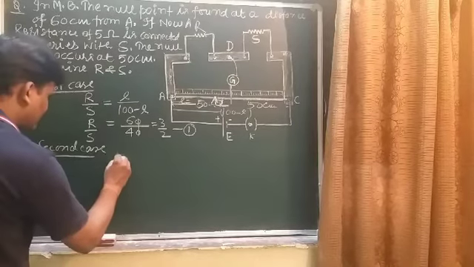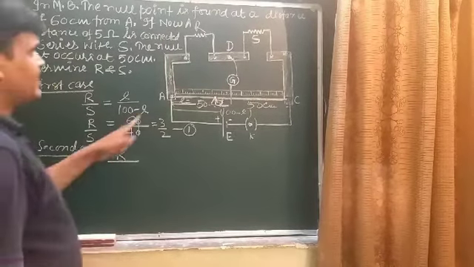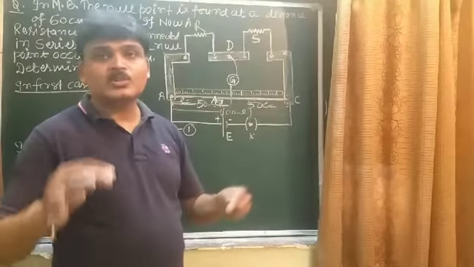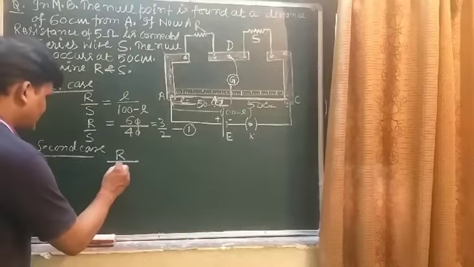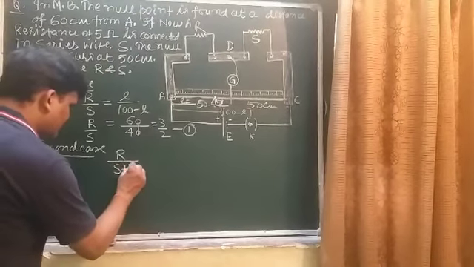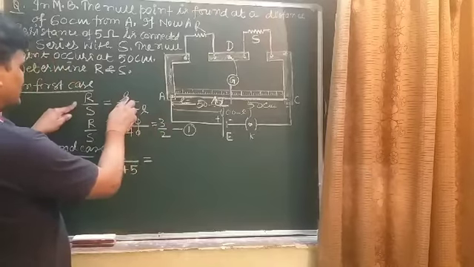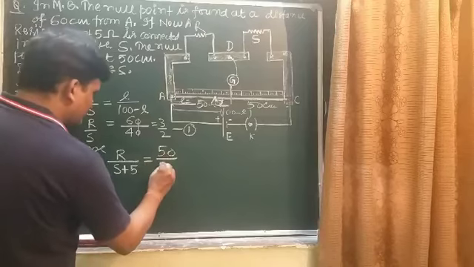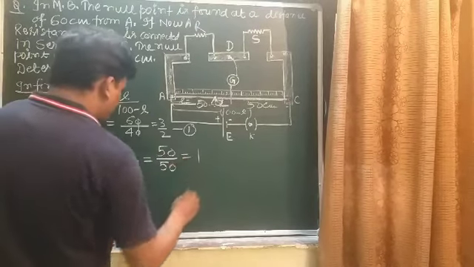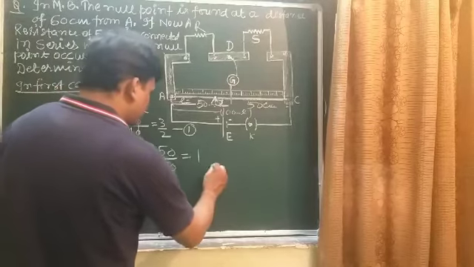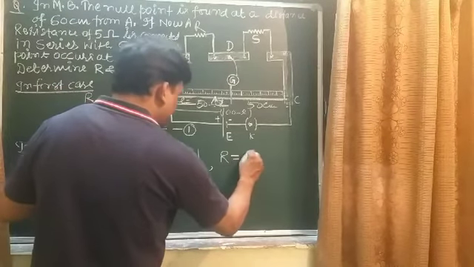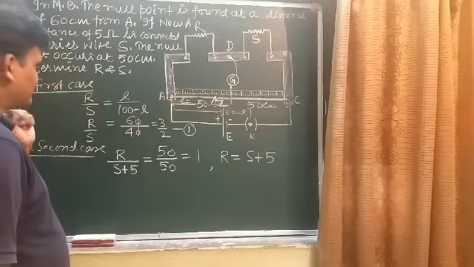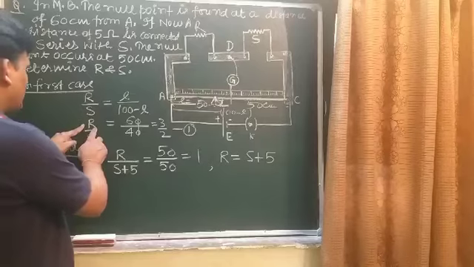So in the second case, R stays as it is, and if a 5 ohm resistance is connected in series with S, the total resistance becomes S plus 5, since it will be added. The null point L is 50, so 100 minus L is also 50, and the ratio comes out to be 1. So it can be written as R equal to S plus 5, and from equation 1, R by S equals 3 by 2.